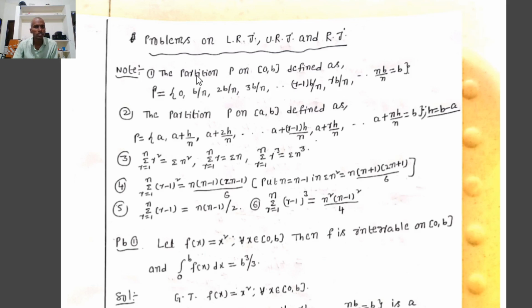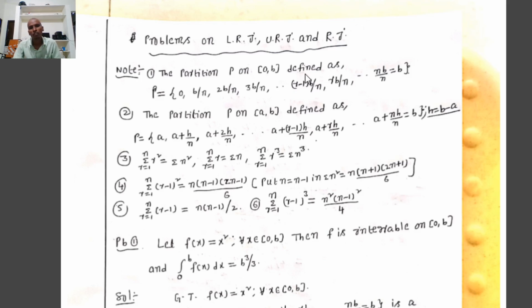Therefore, the standard partition P on the closed interval [0, b] is 0, b/n, 2b/n, 3b/n, up to (r-1)b/n, rb/n, up to nb/n equal to b. Suppose we now consider b equal to 1. Therefore, on the closed interval [0, 1], the partition P equal to 0, 1/n, 2/n, 3/n, up to (r-1)/n, r/n, up to n/n, that equals 1.